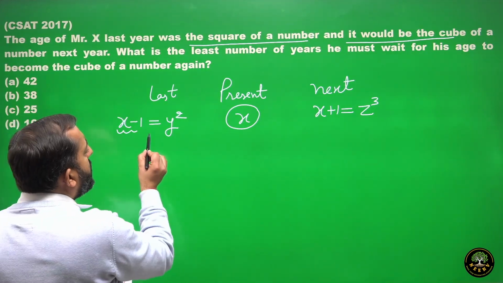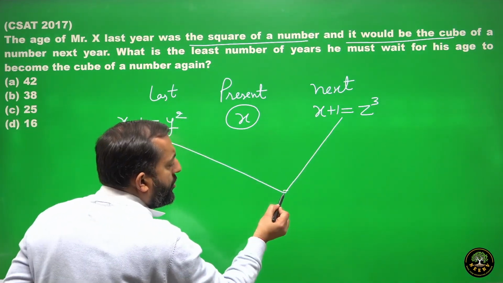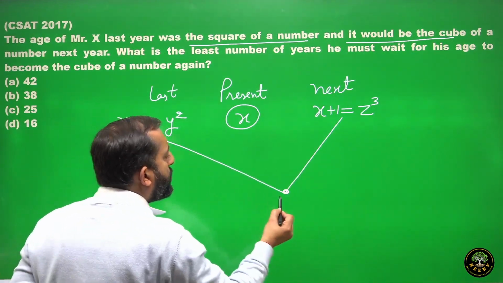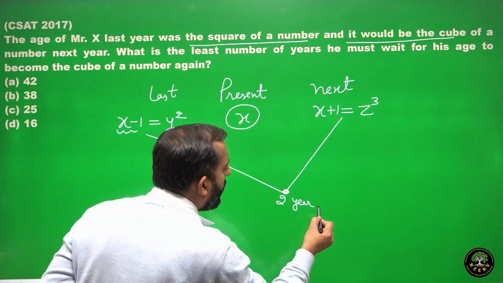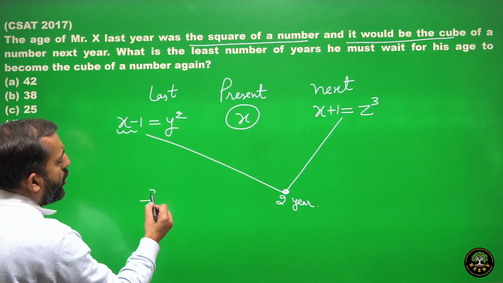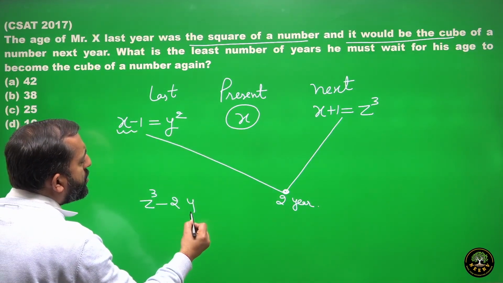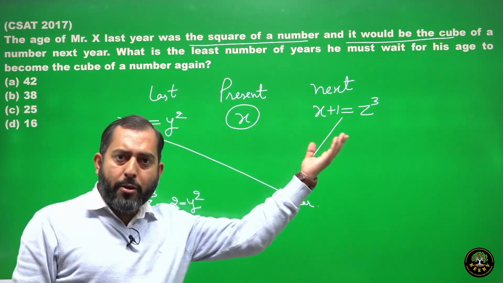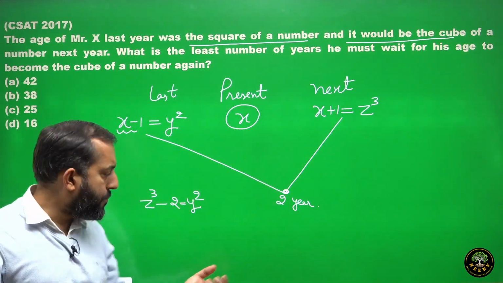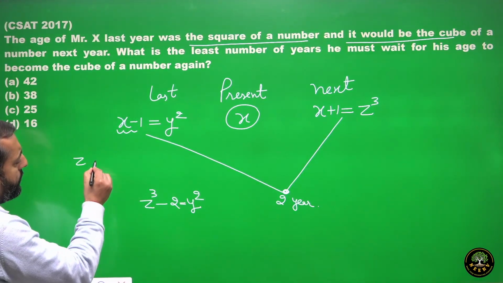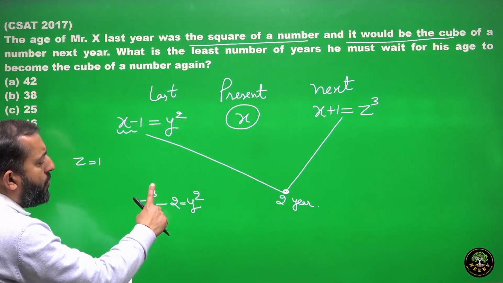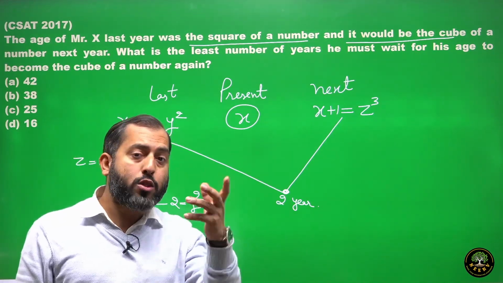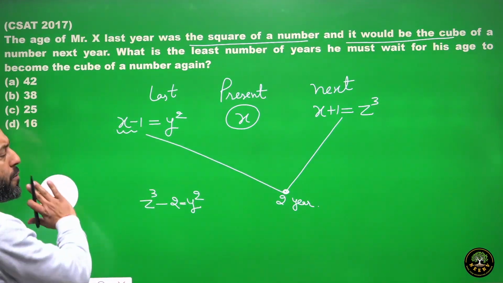Now if you check these two ages at the same time, you will find the difference between these two ages must be 2 years, which means z cube minus 2 must produce y square. Now I do not have any further information given, so we need to solve this question by hit and trial. So let's assume that z is equal to 1. If z is equal to 1, then z cube, which means 1 cube minus 2, is what? Minus 1. And minus 1 is not a perfect square. So z cannot be equal to 1.